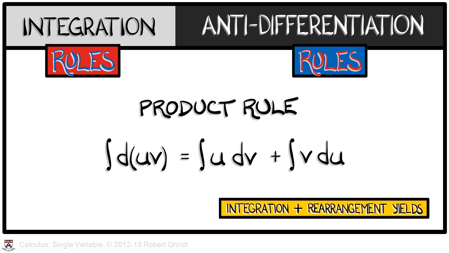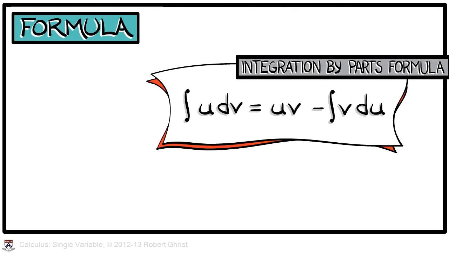Well, if we integrate both sides, then on the left, taking the integral of the derivative of u times v yields, of course, u times v. On the right, we have the integral of u dv plus the integral of v du. This leads to the integration by parts formula. The integral of u dv equals u times v minus the integral of v du.